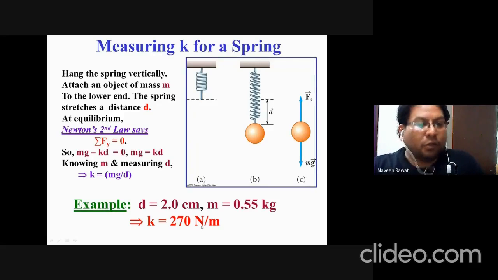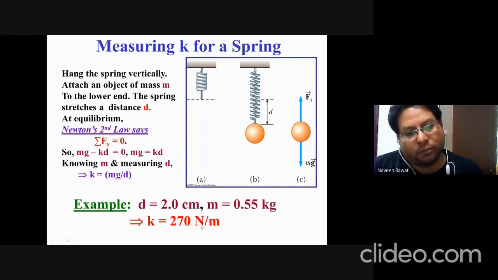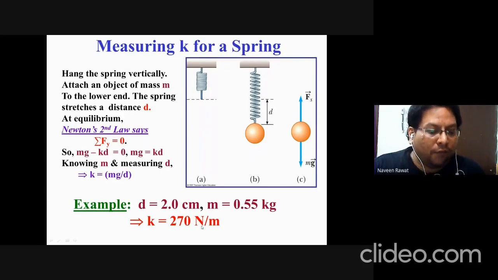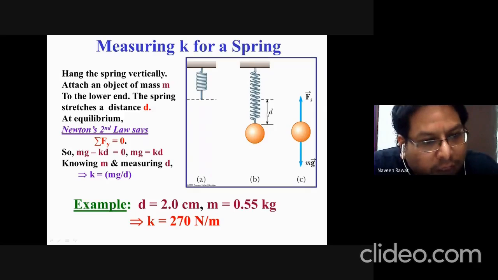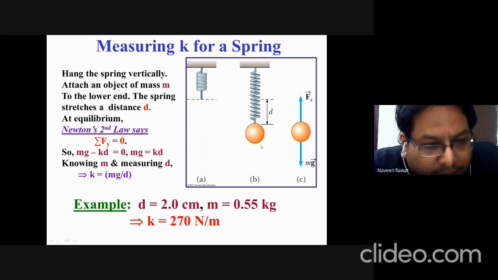So this k essentially is used to characterize springs, and it tells us whether the spring is very stiff or very flexible. This is known as the static method of measurement. There is another method, the dynamic method, and we will be doing the dynamic method and the static method in your second laboratory experiment.